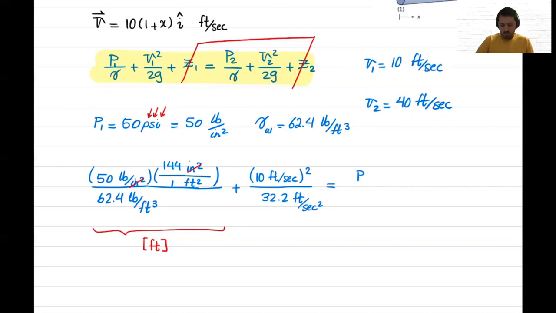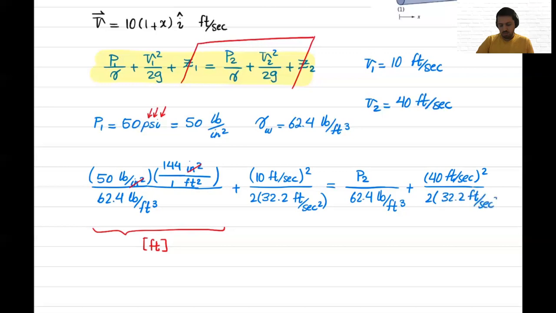Well, we don't know the value of P2, divided by gamma, where gamma is 62.4 pounds per cubic feet, plus V2 squared over 2g. Again, we have V2 as 40 feet per second squared over 2g. It's 2 times g, 2 times 32.2 feet per second squared. So again, as you can see here, we have foot squared divided by second squared. So the second squared and second squared will cancel each other out, and the remaining unit will be foot. And here, similarly, we will have only foot.